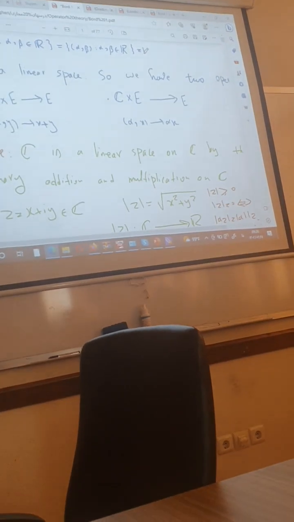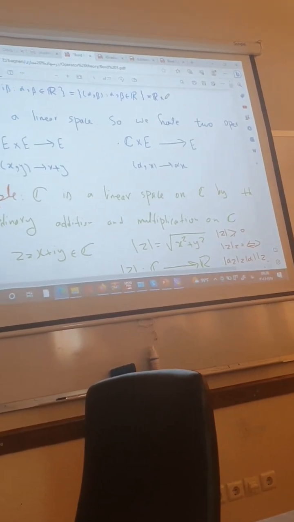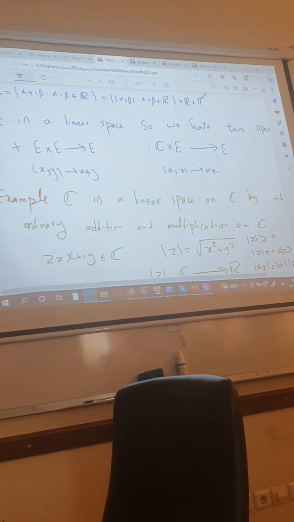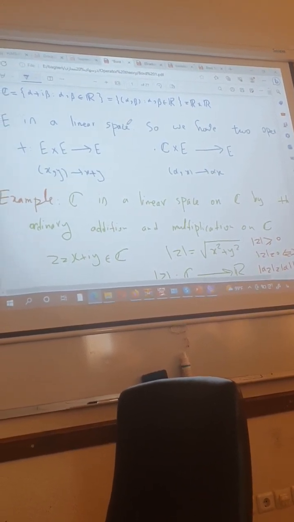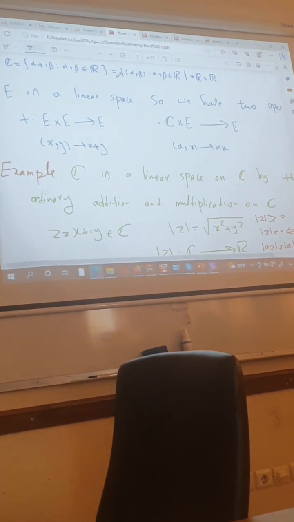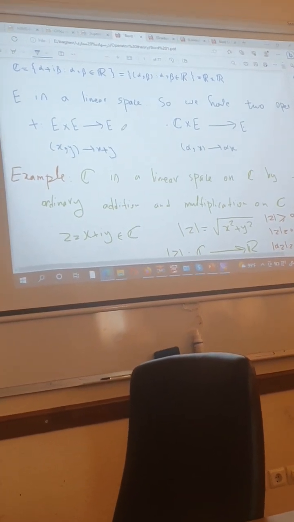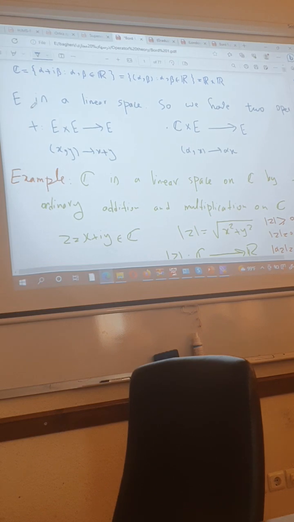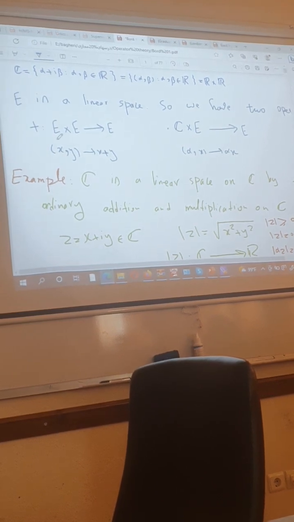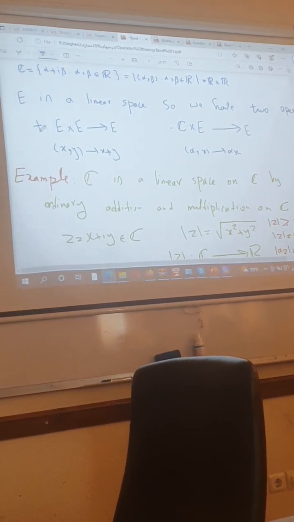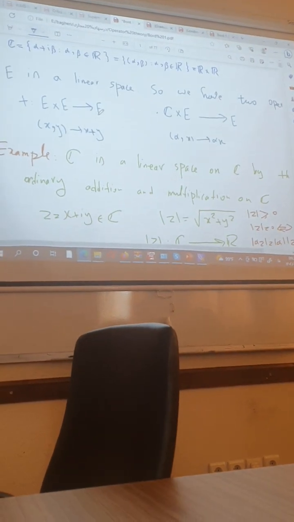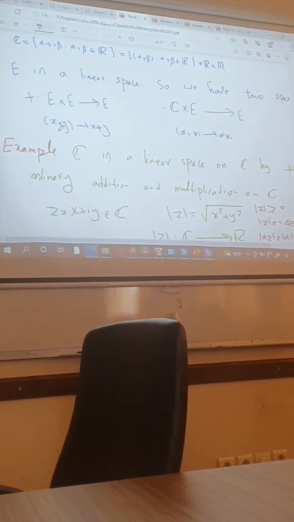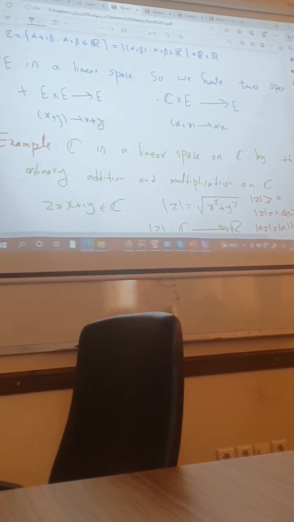So that this is this thing, R times E. Okay? This is complex number. Now for a linear space you must have an operation such as plus from E times E to E that maps this ordered pair to x plus y.